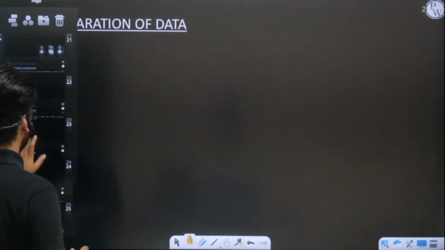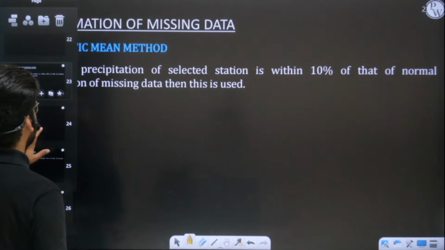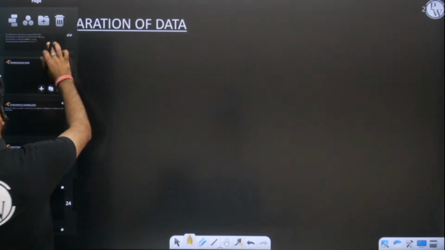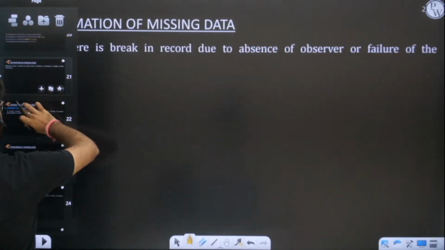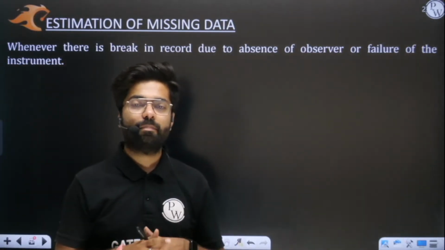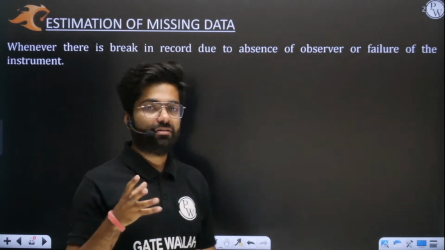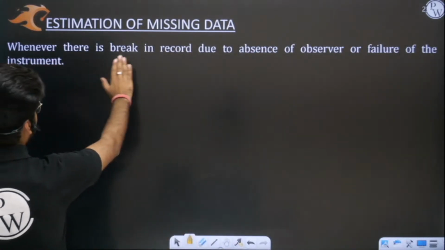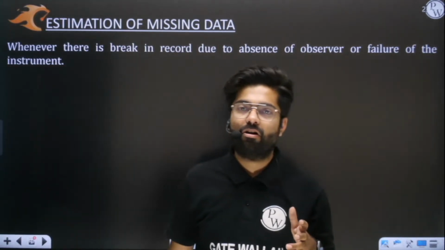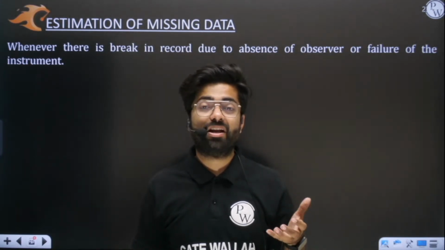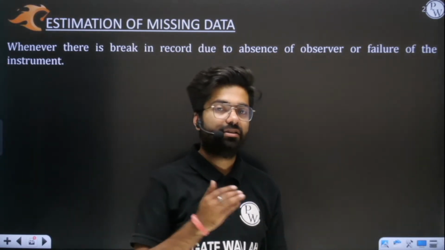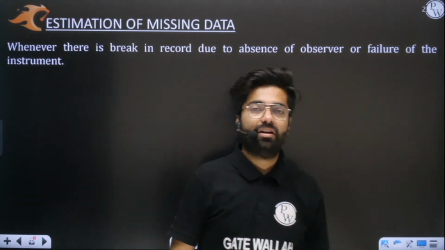But yes, you have to remember one thing, that in estimation of missing data we have some methods. We have the arithmetic mean method, we have the normal ratio method. We have to discuss them. Those are basically methods in which, whenever I told you, we estimate missing data only whenever there is a break in record. Due to absence of the observer, or due to some other reasons, let us say we are unable to get the rain gauge reading in the particular year. Let us say that a rain gauge is recording rainfall every year.